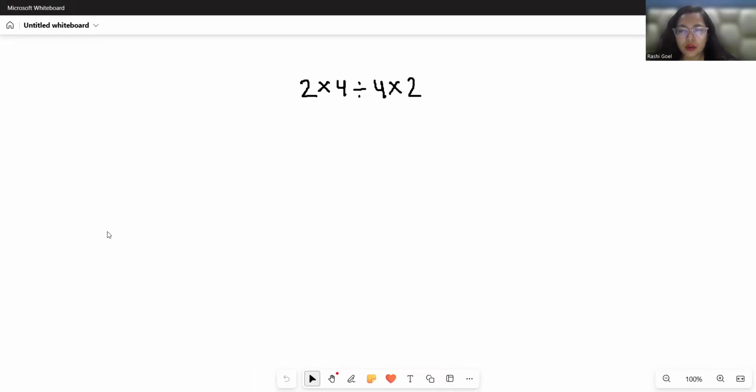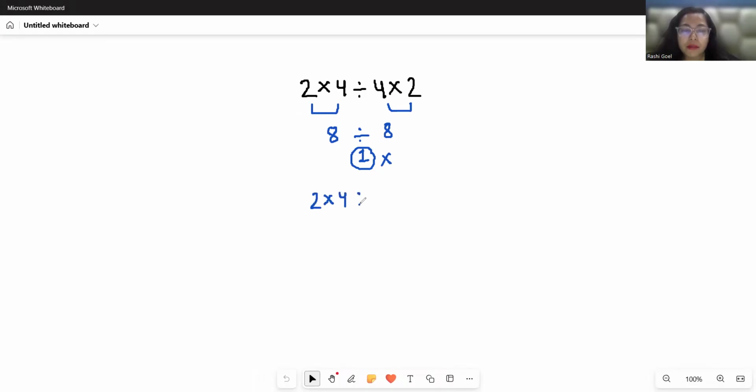In this video, we are going to solve 2 multiply 4 divided 4 multiply 2. This looks simple, right? But still many people fail to solve this because they take the wrong approach. They solve 2 times 4 as 8, 4 times 2 as 8 and 8 divided by 8 as 1, which is the incorrect answer. Yes, you heard it right.